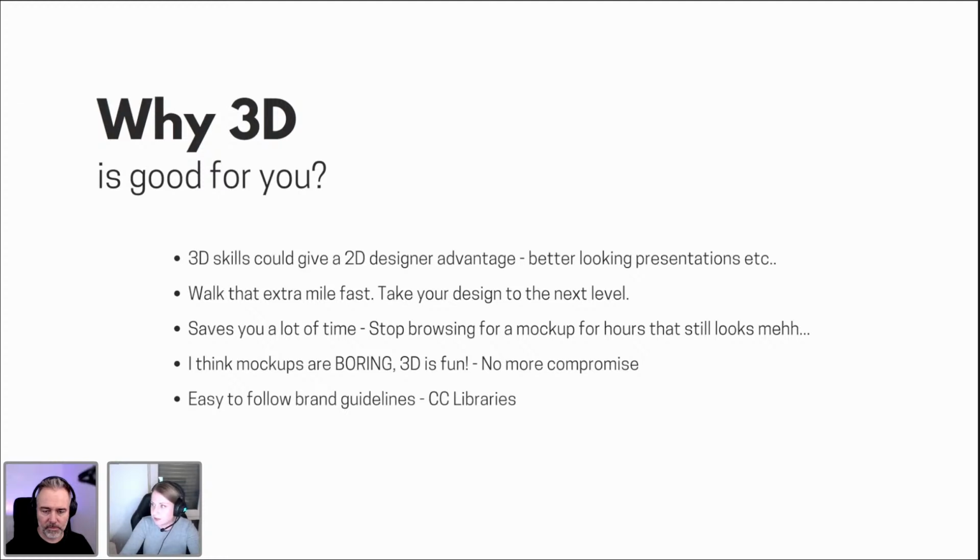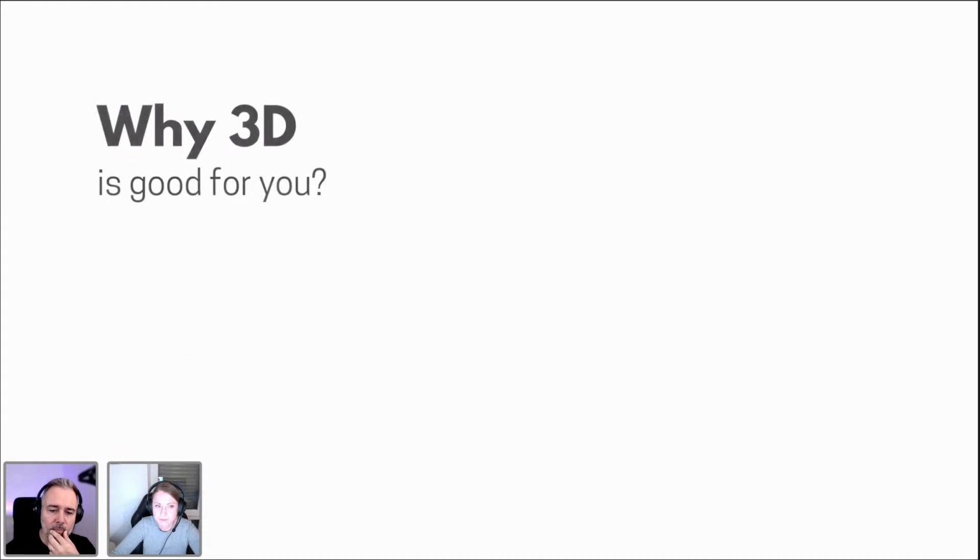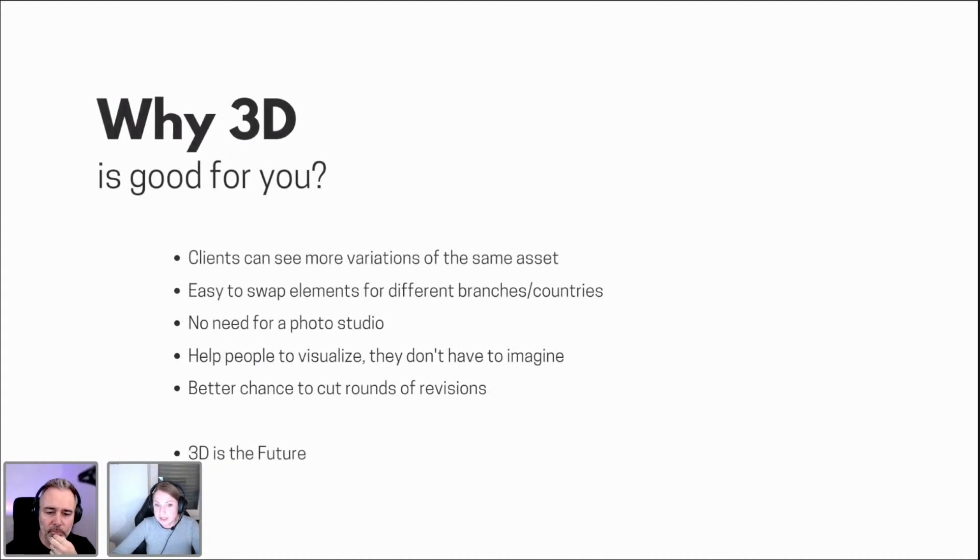For example, in Stager, you can easily swap colors on a certain model. And you can create a lot more variations of the same asset, and you can present it to your clients, basically pattern variations or anything like that, different textures. And this is a very, very interesting topic. Also easy to swap just elements of a certain thing if you create branding for branches or different country specific versions.